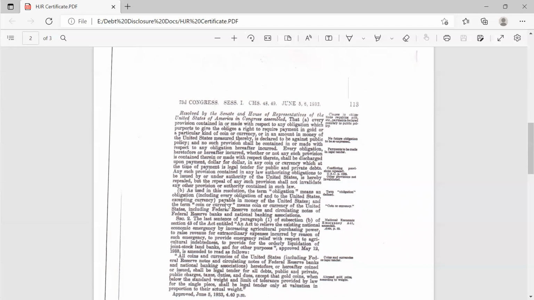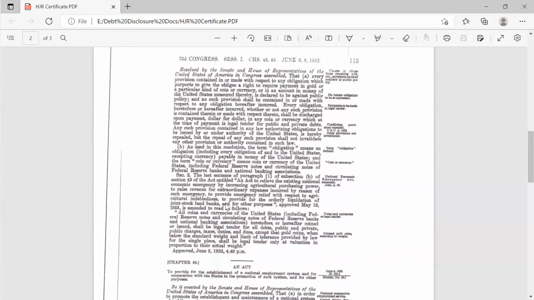All right. I'm going to jump down here. Hold on, let me read this as a matter of fact. B, as used in this resolution, the term obligation means including every obligation of the United States expecting currency payable in money of the United States, and the term coin or currency means coin or currency of the United States, including Federal Reserve notes and circulating notes of Federal Reserve Banks and National Banking Association.